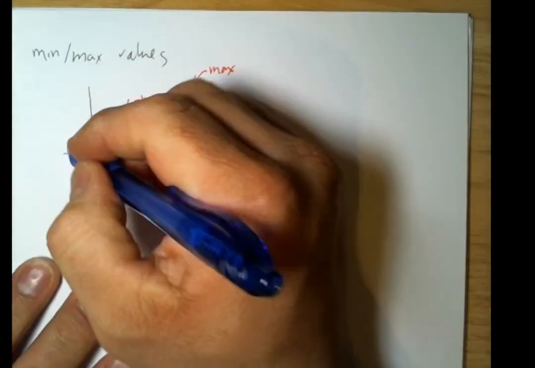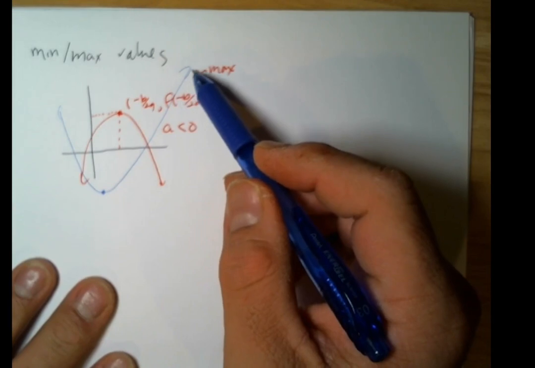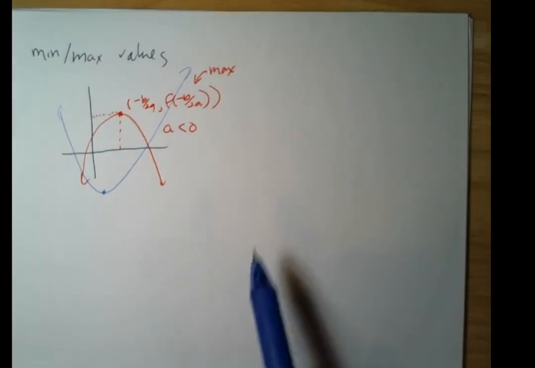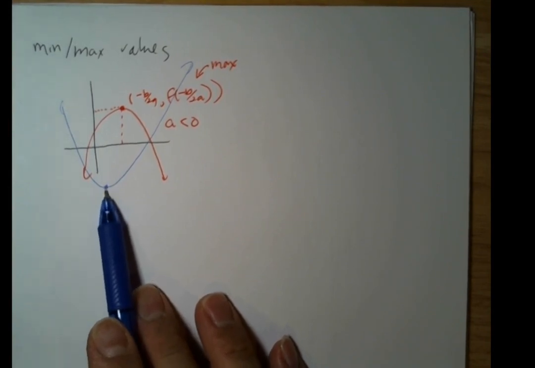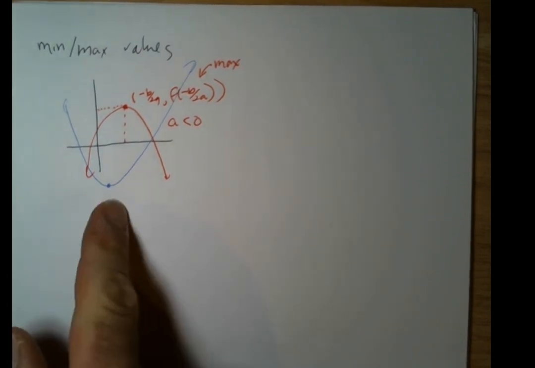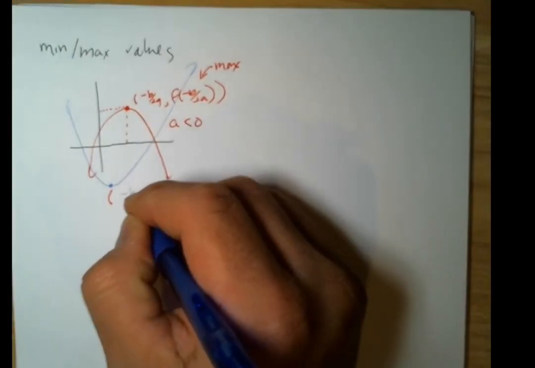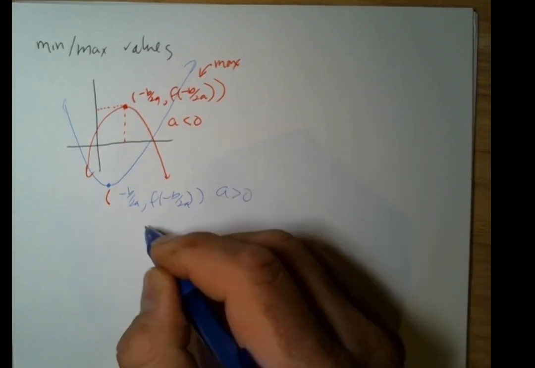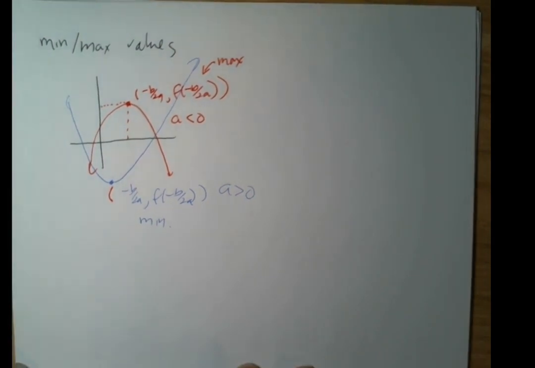Now if a is greater than 0, then that looks something like this. And we see we don't have a max value. This keeps increasing as we move away from the vertex in either direction, so there's no max value that it attains. But there is a low. There's a value in this case, not necessarily a peak. And again here that coordinate is found in the same manner. But in this case, with a being greater than 0, we have a minimum.